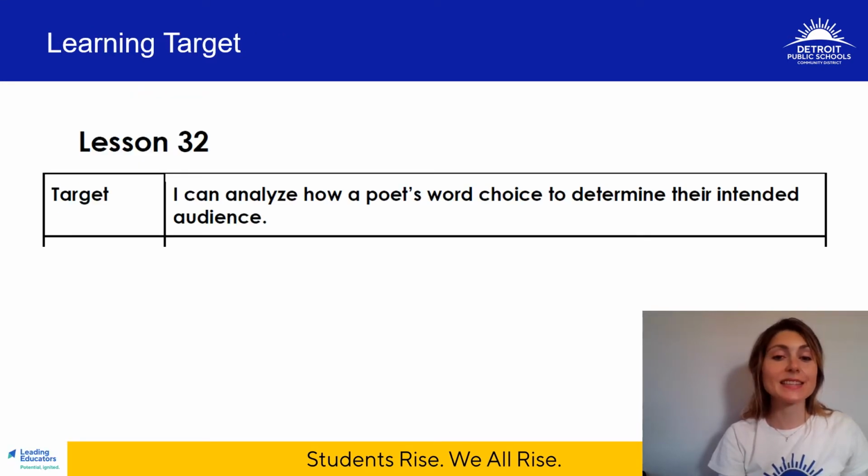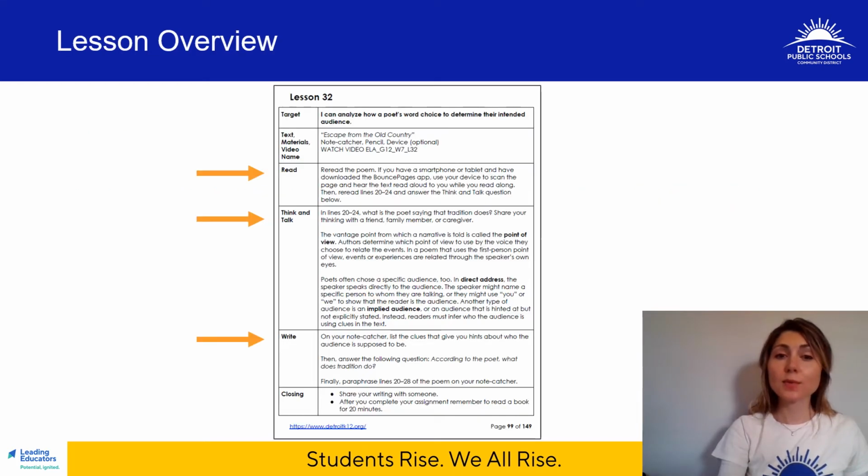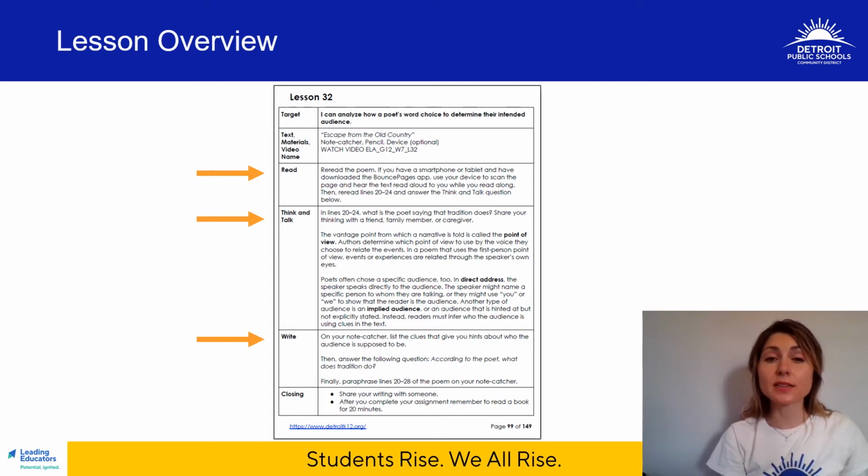Here's today's learning target. I can analyze how a poet's word choice determines their intended audience. So these two things are related, word choice and intended audience, and today it's up to us to make sense of that connection. Today we'll reread the poem, and we'll be focusing on a few lines in the second half of the piece. Then we will learn about point of view and audience, and think about the vantage point and intended audience of Escape from the Old Country.